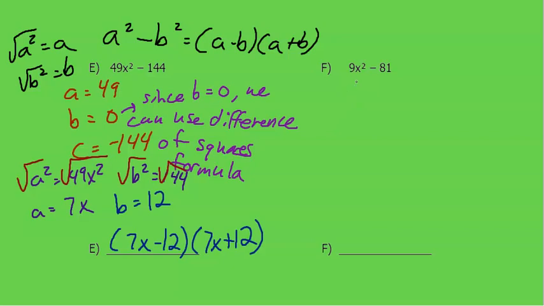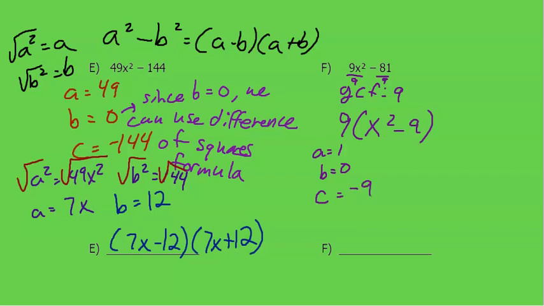Let's do F. 9x squared minus 81. It has a GCF that is greater than 1. The GCF is 9. So we could divide each of these by 9. So you have 9 parentheses x squared minus 9. This is a difference of squares because B equals 0. So you could do this either way. You could do it by factoring, or you could use the formula.